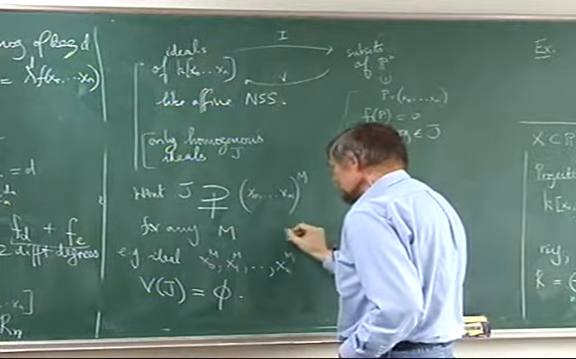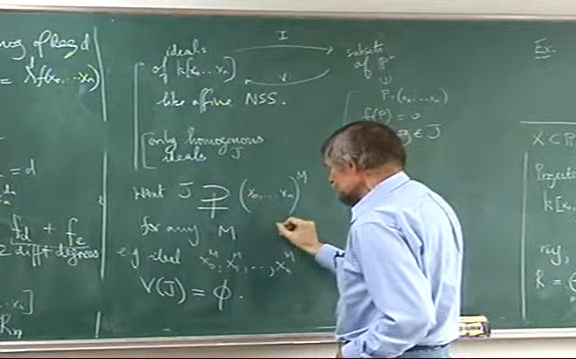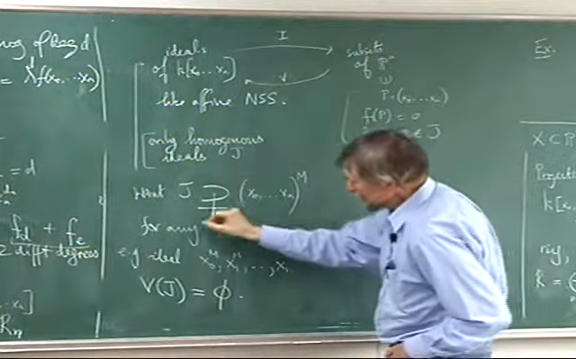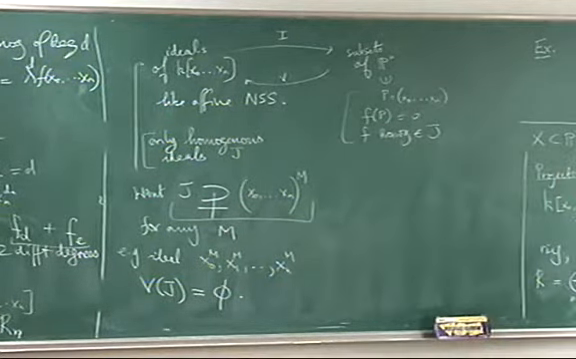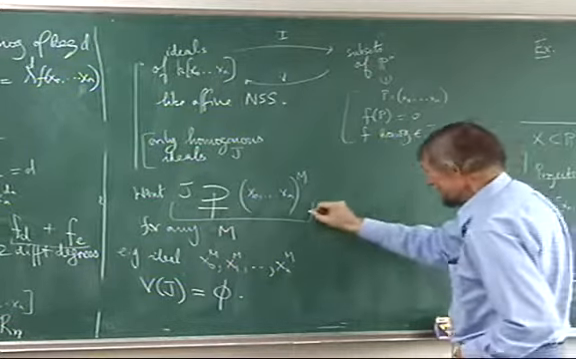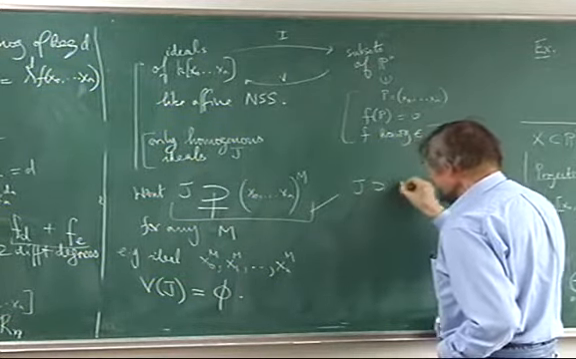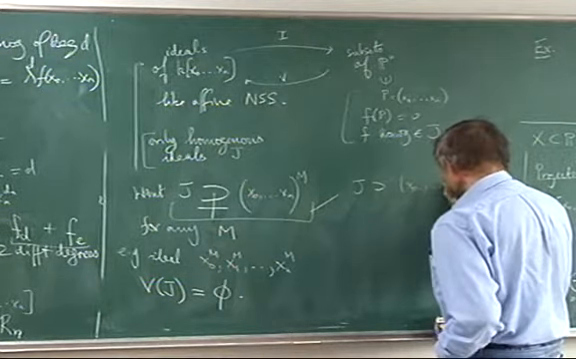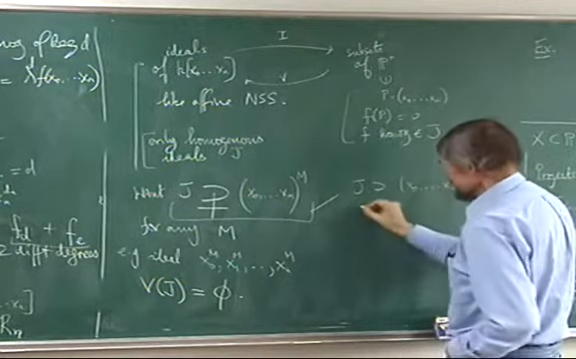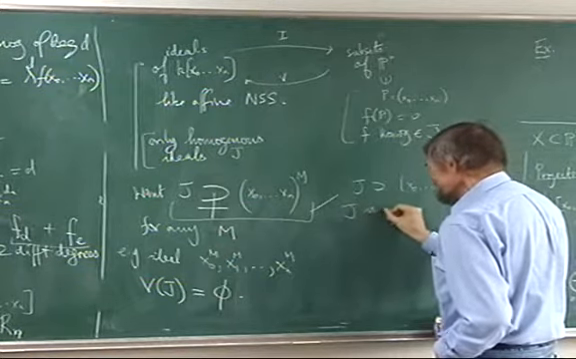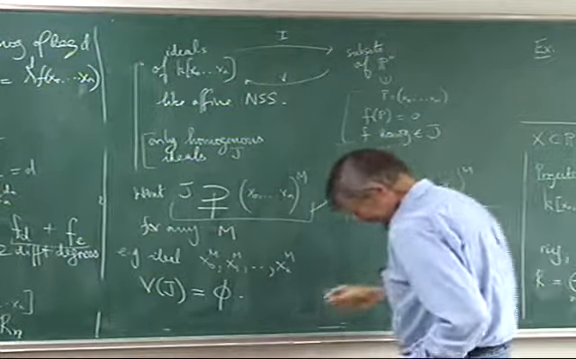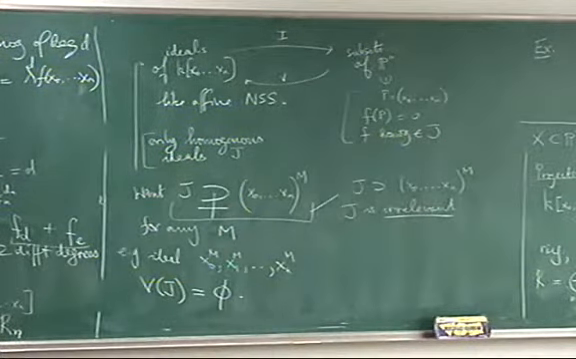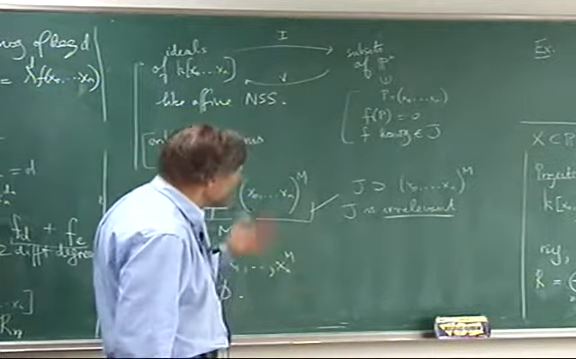Okay? So there's nothing very clever here. I just have to avoid a trivial case. So if J contains x naught up to xn to some power m, then we say that J is irrelevant. So it's just traditional to say irrelevant ideals.